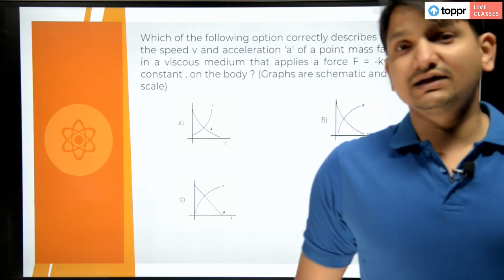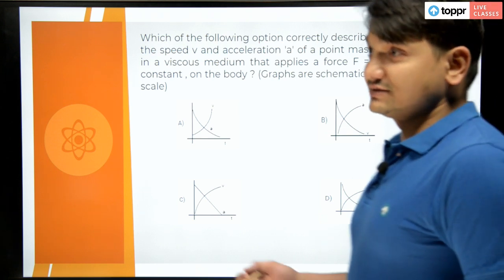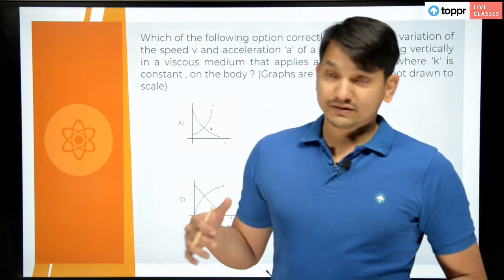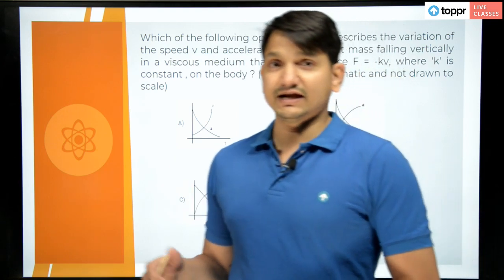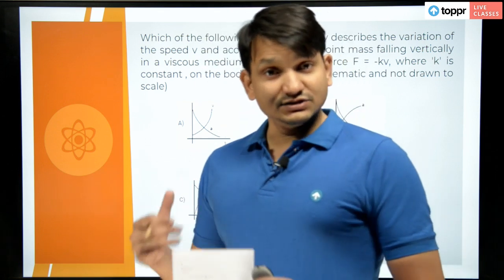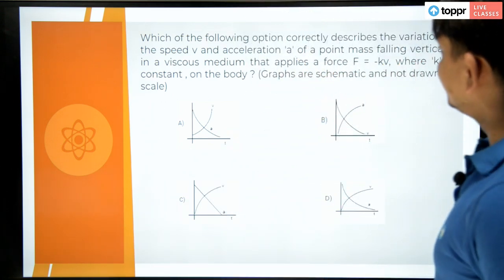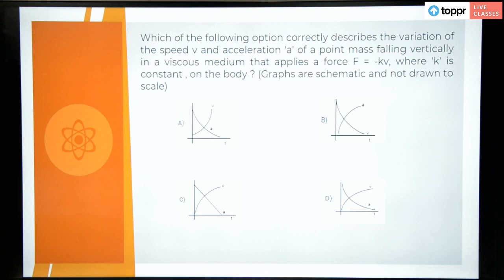This is regarding free fall of a body which is supposed to experience fluid resistance, that is air resistance, and that is why it is going to attain terminal velocity. So, let us read it. Which of the following options correctly describes the variation of the speed v and acceleration a of a point mass falling vertically in a viscous medium that applies a force F equals minus kV.